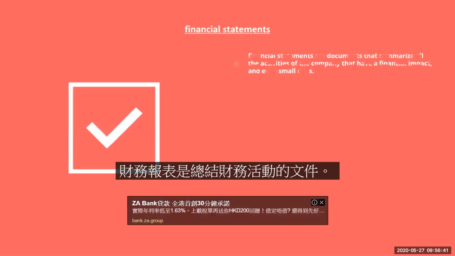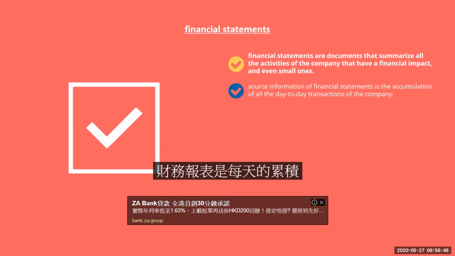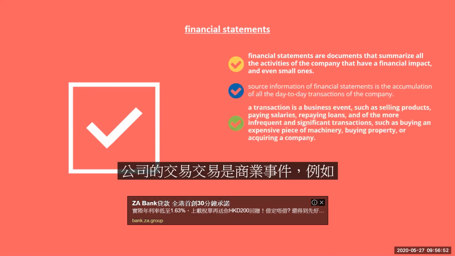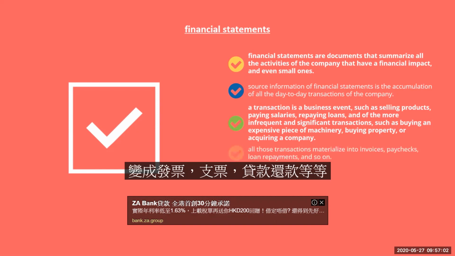Financial statements are documents that summarize all the activities of the company that have a financial impact, even small ones. The source information of financial statements is the accumulation of all the day-to-day transactions of the company. A transaction is a business event, such as selling products, paying salaries, repaying loans, and of the more infrequent and significant transactions, such as buying an expensive piece of machinery, buying property, or acquiring a company. All those transactions materialize into invoices, paychecks, loan repayments, and so on.